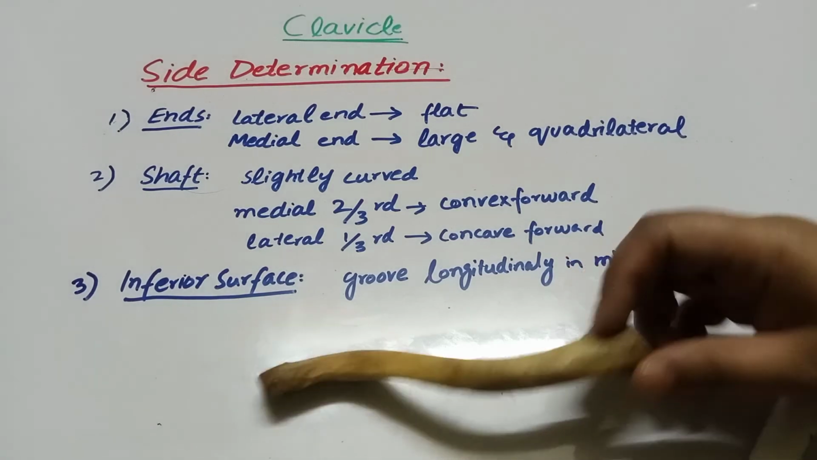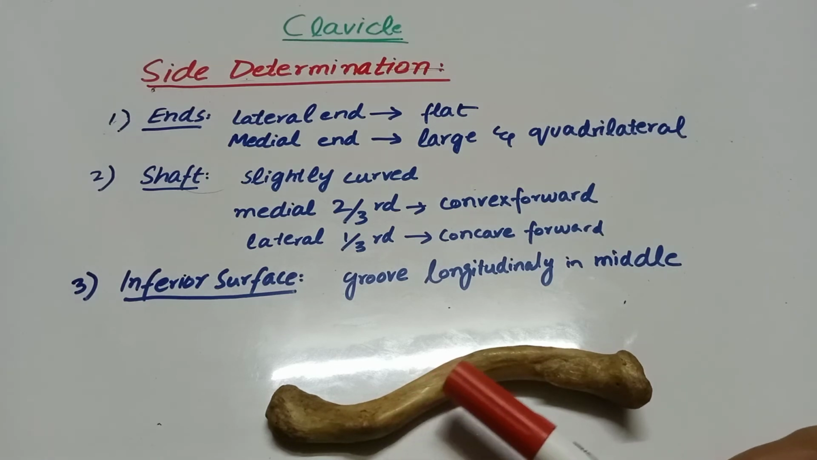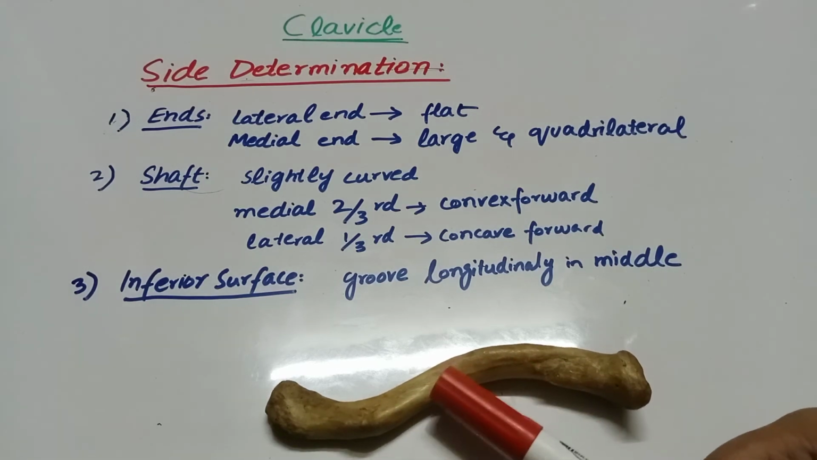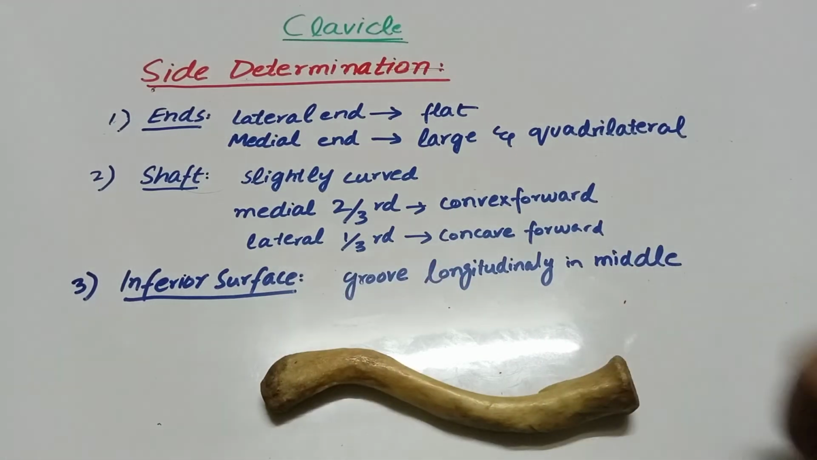The third point is the inferior surface. In the inferior surface of the clavicle, there is a longitudinal groove in the middle. So this is how we will determine the side of the clavicle.